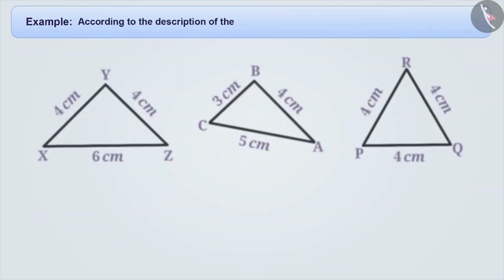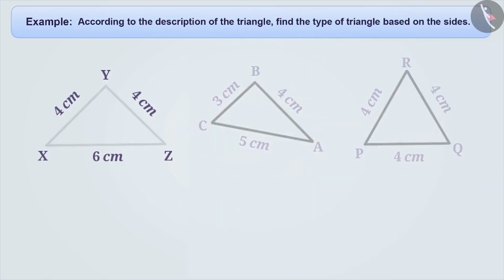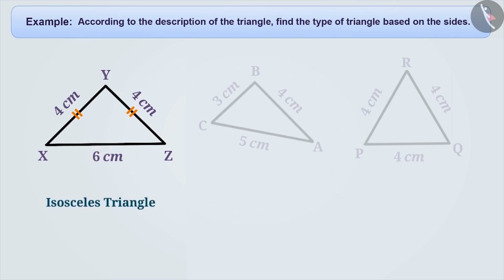According to the description of the triangle, find the type of triangle based on the sides. From the description provided for triangle XYZ, we understand that the length of side XY and side YZ are equal. But the length of the third side, XZ, is different. Therefore, we will call this triangle an isosceles triangle.